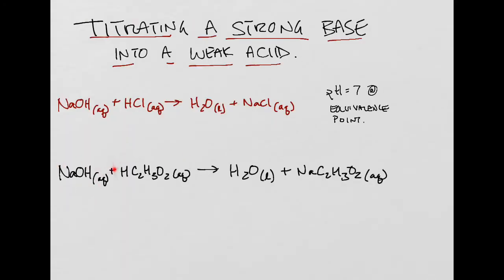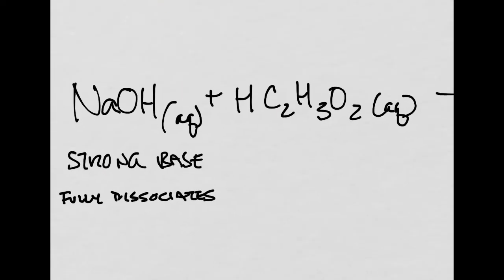Okay, so here we go. There's our sodium hydroxide. Here's our weak acid, which is acetic acid, water, and then we have this salt that's formed as well. So let's take a look at what happens here. In the first instance, we have our sodium hydroxide, which is going to fully dissociate because it's the strong base. And right next to it, we have our weak acid, and that is not going to fully dissociate.